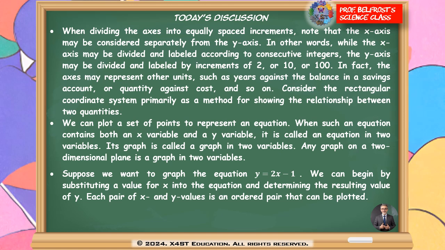So you can plot a set of points to represent an equation. When such an equation contains both an x variable and a y variable, it is called an equation in two variables. And this graph is called a graph in two variables. Any graph on a two-dimensional plane is a graph in two variables. So suppose, first example, we want to graph the equation y = 2x - 1. We can begin by substituting a value for x into the equation and determining the resulting value of y. Each pair of x and y values is a point that we will plot. Actually, you can take your own values.